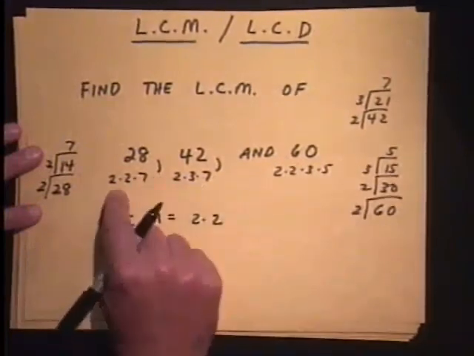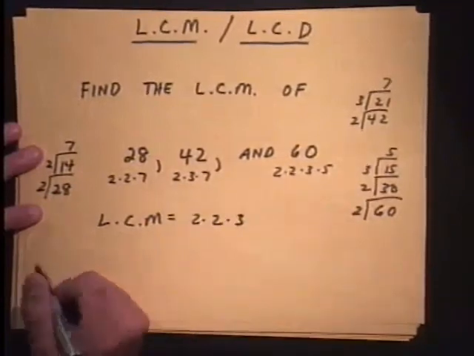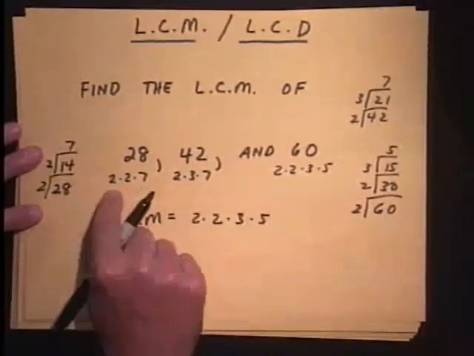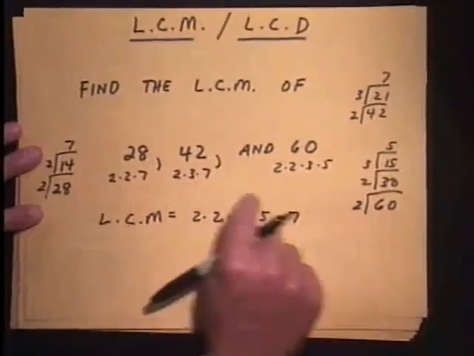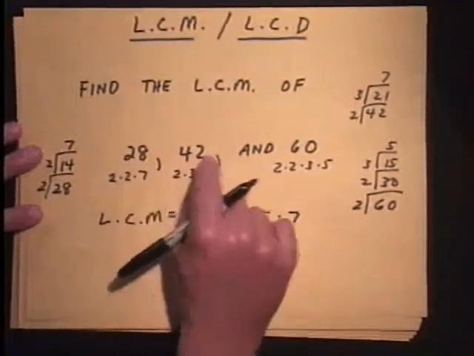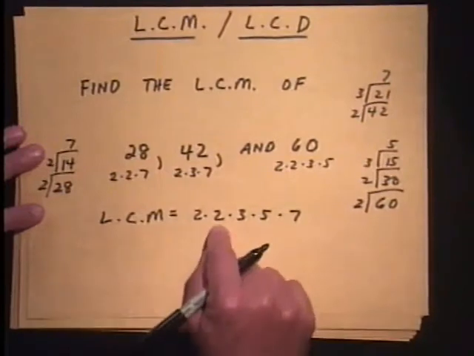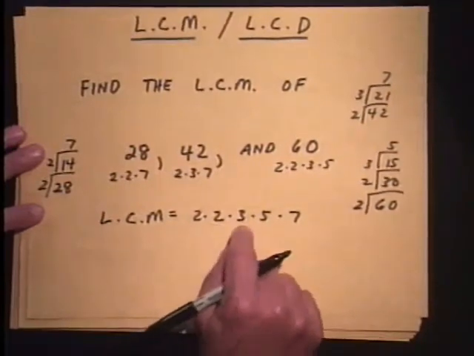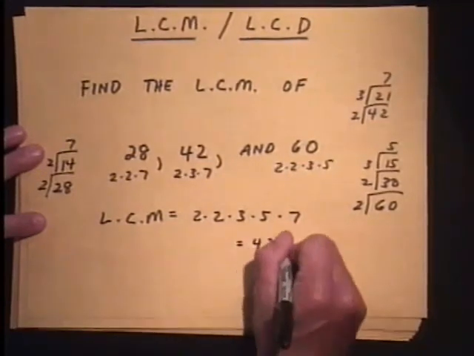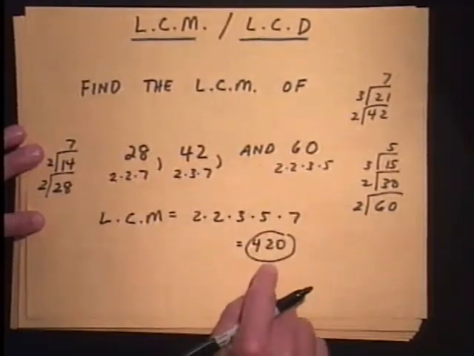All right, now what else do we need? The most 3s. Well, they're tied at 1 in these two, so the most 3s would be 1. The most 5s? 1. The most 7s in any of these? 1. So when you put all of those in your LCM or LCD pot, that always, always, always gives you the smallest denominator that all 3 of these will go into. Isn't that neat? So when you multiply these together, 2 times 2 is 4, times 3 is 12, times 5 is 60, times 7 is 420. Right, so the least common multiple of 28, 42, and 60 would be 420.